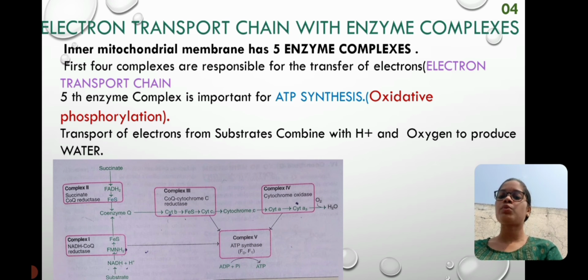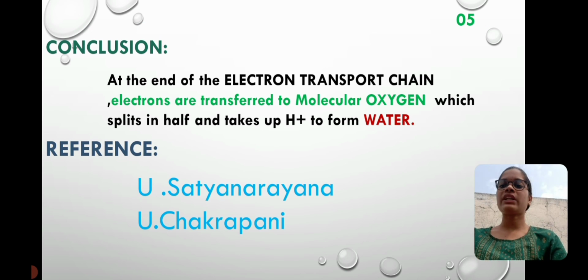The transport of electrons from the substrate combines with hydrogen and oxygen to produce water. In the electron transport chain, it is finally reduced to oxygen and water. At the end of the electron transport chain, electrons are transferred to molecular oxygen, which splits in half and takes up H plus ions, that means the protons, resulting in the formation of water.